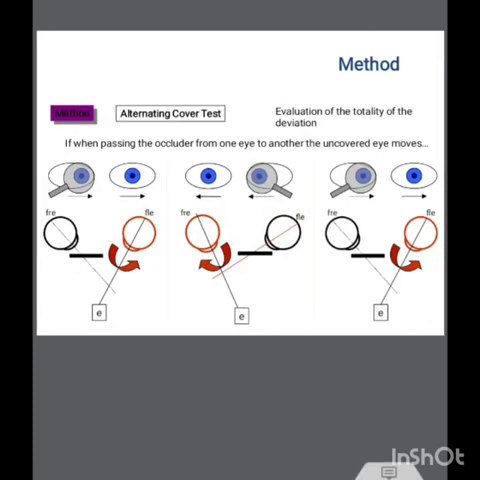Last method is alternating cover test. It is used to evaluate the totality of the deviation. So in this, we observe the movement of the eye after shifting the occluder to the other eye. So while passing the occluder from one eye to the other eye, if the uncovered eye moves, that indicates the presence of alternating squint.